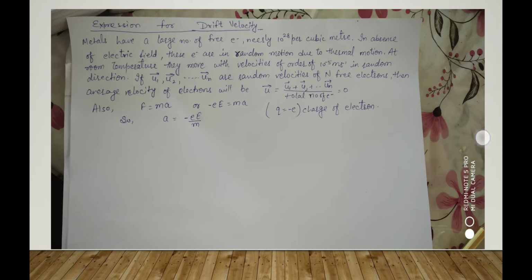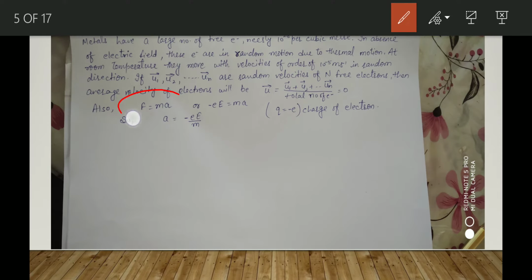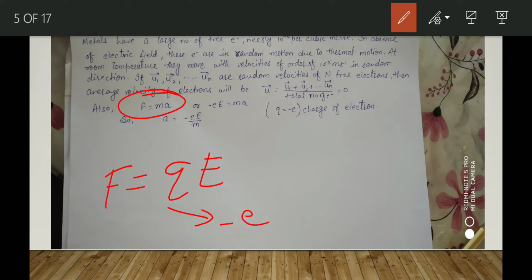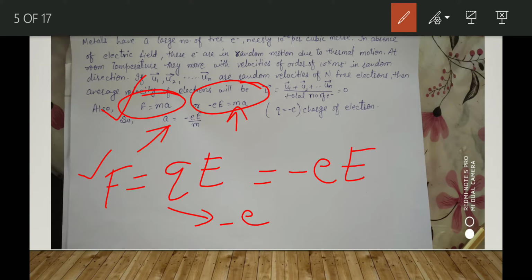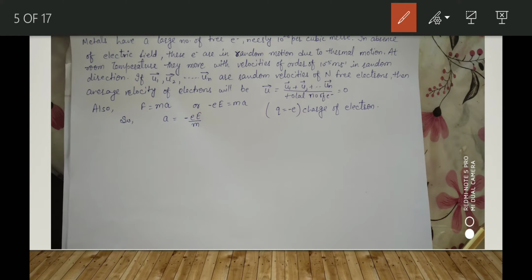And also, as we all know, force is equal to ma, and in electrostatics force was qE, and if we replace q with minus e, then it becomes minus eE. So now we have two formulas of force: F is equal to ma and F is equal to minus eE. So by these equations we can easily write the expression for acceleration: a is equal to minus eE by m. Okay. Next, what we have to do?